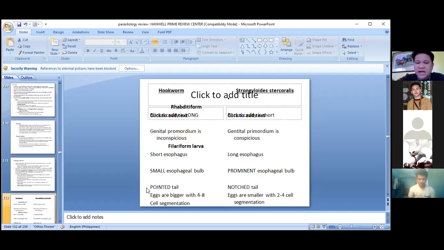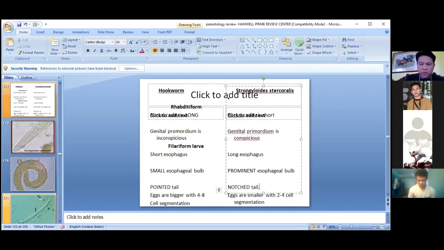Ito yung sinasabi ko kaninang tail. Sa hookworm, ang tail ng ating filariform larva ay pointed, whereas for Strongyloides stercoralis, ang tail natin ay notched. In other books, ang tawag sa kanya caudal tail. Sa ibang board exams, caudate tail. Pwede yan. Or sa isang board exam, nakita ko knotted tail. Pare-pareho lang yan. Intindihan. But again, the motion of the rhabditiform larva is purposeless.